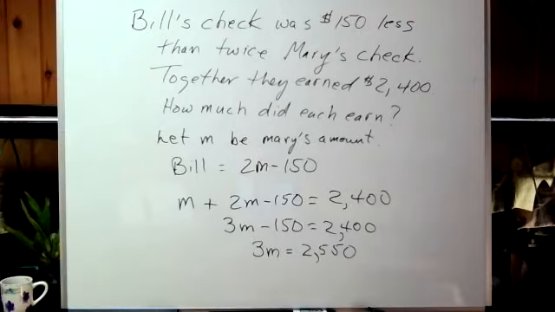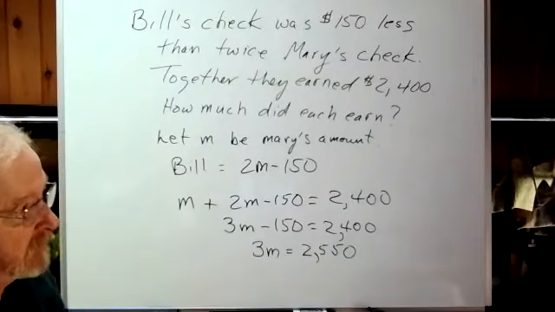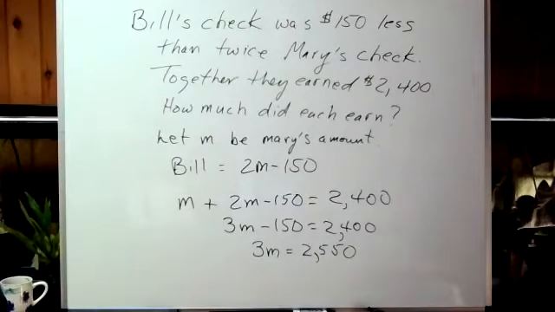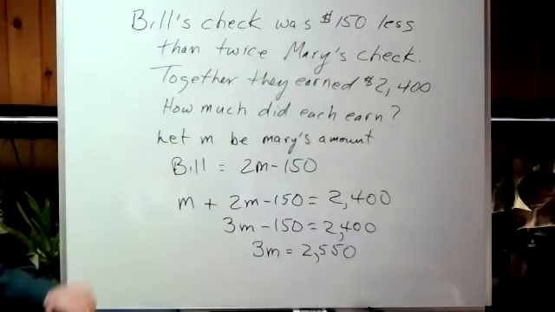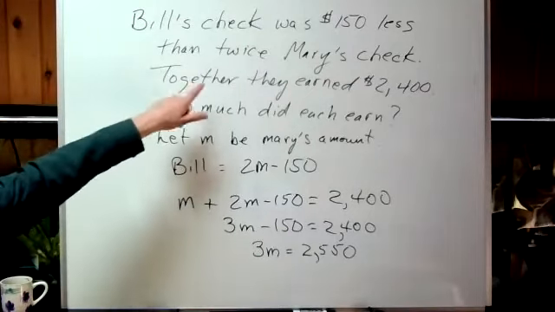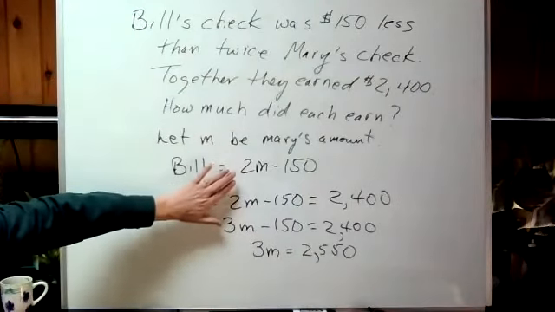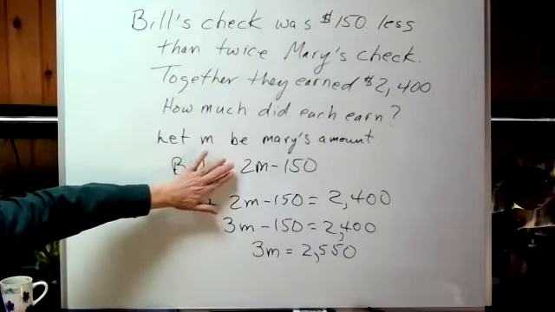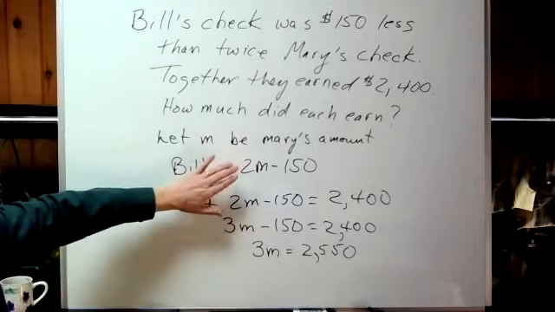I'm a little bit confused. What I had on my paper was just 2M minus 150 equals the 2,400. Where does this other M come in? Notice this particular sentence. Sometimes that's all those problems say: Bill made this much and it was 150 less than twice Mary's. How much did Bill make?